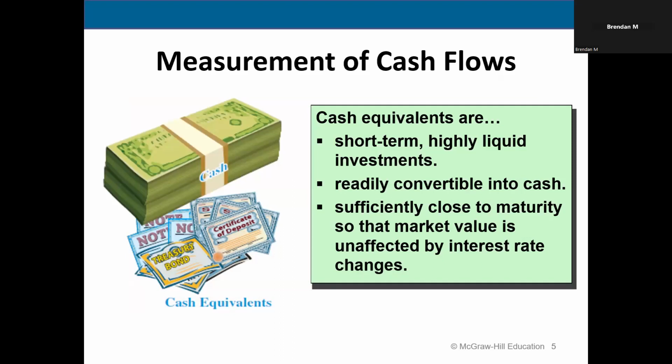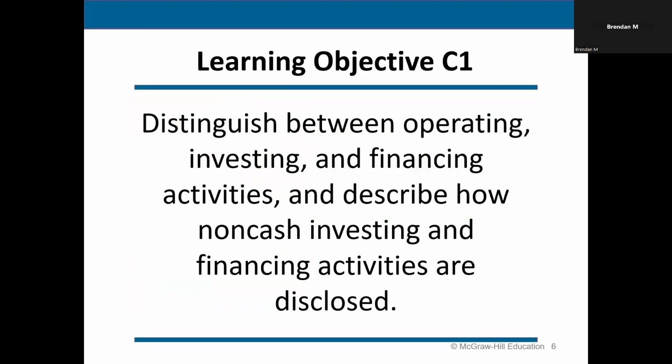Measurement of cash flows, cash equivalents. What is cash? Cash is money, coins. We know that. Checks, direct deposits, credit cards, automatic deposits. Cash equivalents are short-term, highly liquid investments, typically 3 months. If you have a 3-month certificate of deposit, that's considered cash. Cash equivalents are readily convertible into cash and close to maturity value so that the market value is not going to get impacted by interest rate changes.